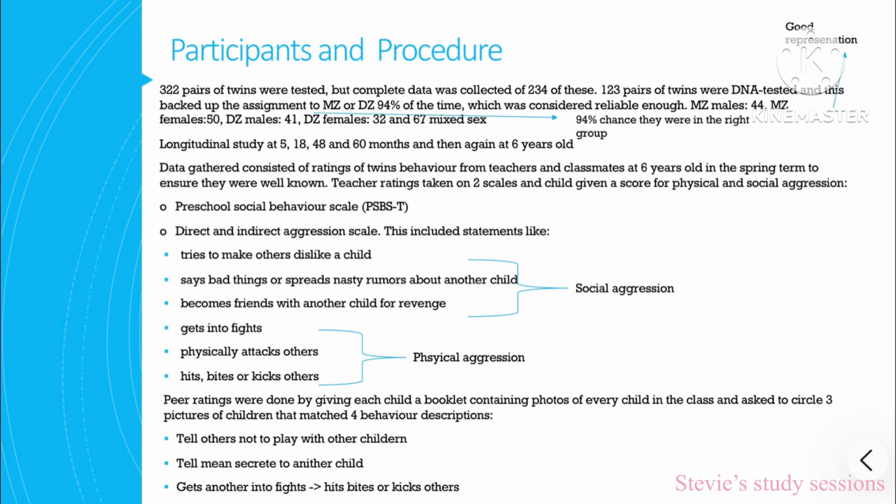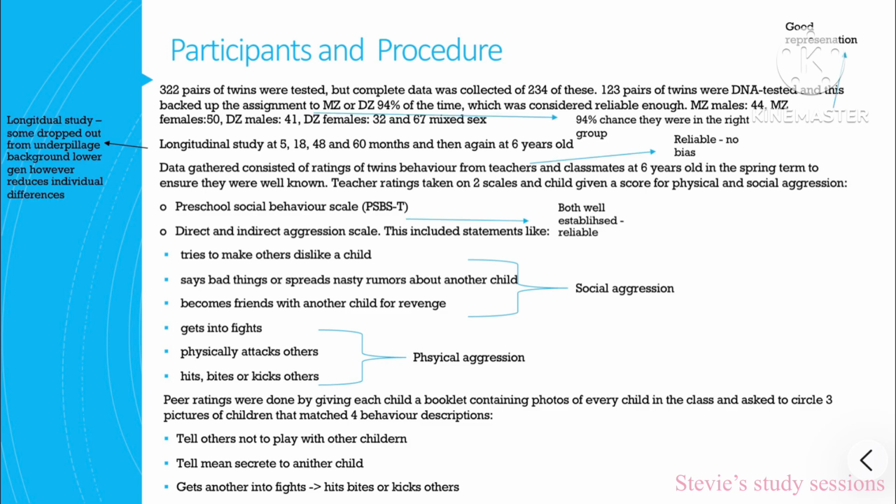Evaluate this procedure and the participants. There is a 94% chance that they were in the right category. However, there's still a 6% chance that they weren't. It has good representation of twins. It's a longitudinal study. Some of them dropped out, some of them were from underprivileged backgrounds, and this is low generalizability and reduces individual differences. Both scales used were well established.